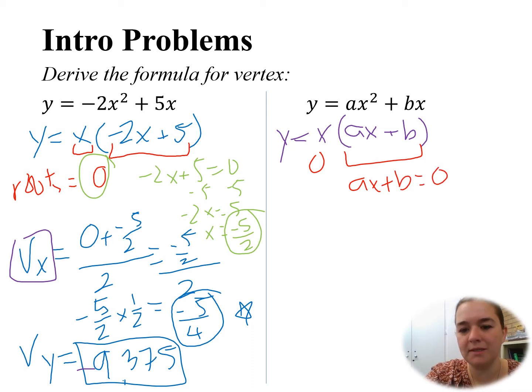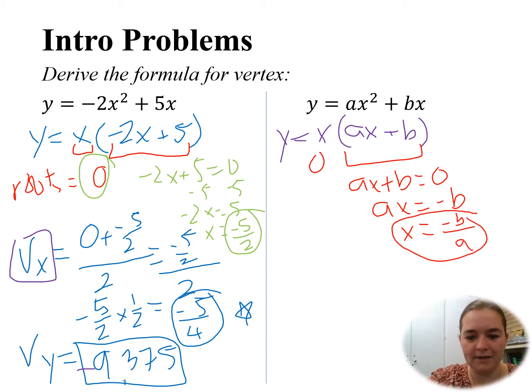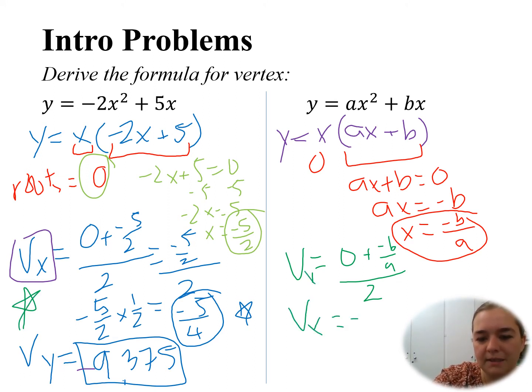If ax plus b equals 0, I need to use my two-step equation rules, and I get ax equals negative b. If I divide both sides by a, I get that x value is negative b over a. Now to find the x value for my vertex, I'm going to find the halfway point between 0 and negative b over a. Using those same rules of fractions that I used over here, I can find out that the x value for my vertex every time is going to equal negative b over 2a.